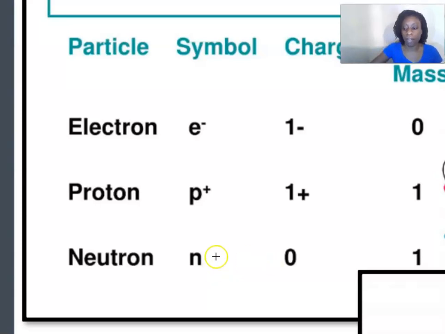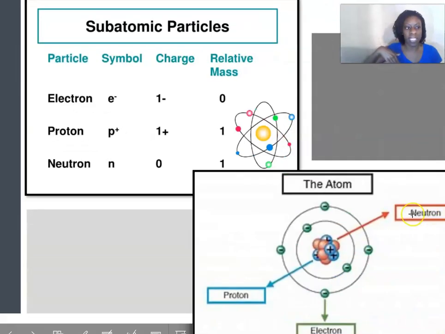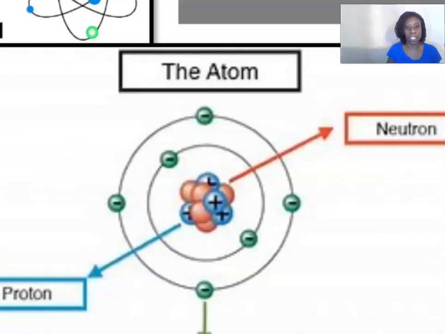So we also have their relative mass, but we're going to get to that in a second. All right, so let's look at where these subatomic particles are located inside of an atom. In this picture, the protons are pictured in blue, the neutrons are red, and the electrons are green. The protons and the neutrons are together in the center of the atom, and that's what we call the nucleus of the atom. So we see those clustered together here.